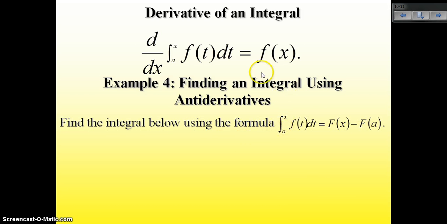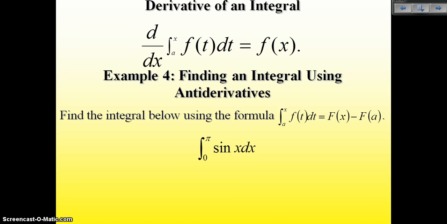For instance, we can find an integral using antiderivatives. And we've got this formula right here. The integral from a to x of f of t dt is capital F. Remember, capital F represents the antiderivative. So the antiderivative with x plugged in minus the antiderivative with a plugged in. And we're going to use that to calculate this part right here.